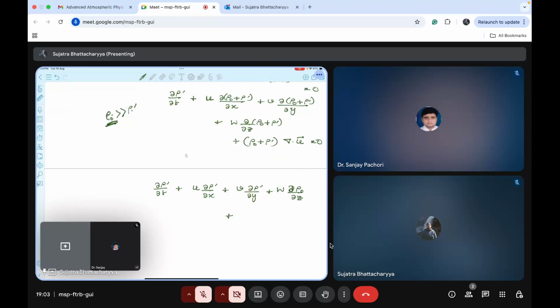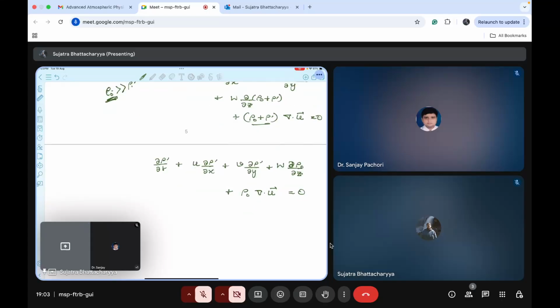plus, what about here? Rho naught is much greater than rho dash. So you can put rho naught del dot u. That's all. That is equal to 0. Okay. Now see, this rho naught is only a function of z. So delta rho naught by delta z can be written as d rho naught by dz.